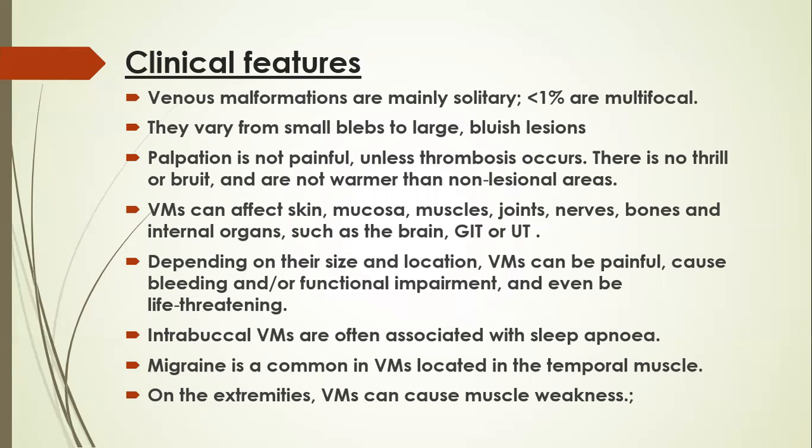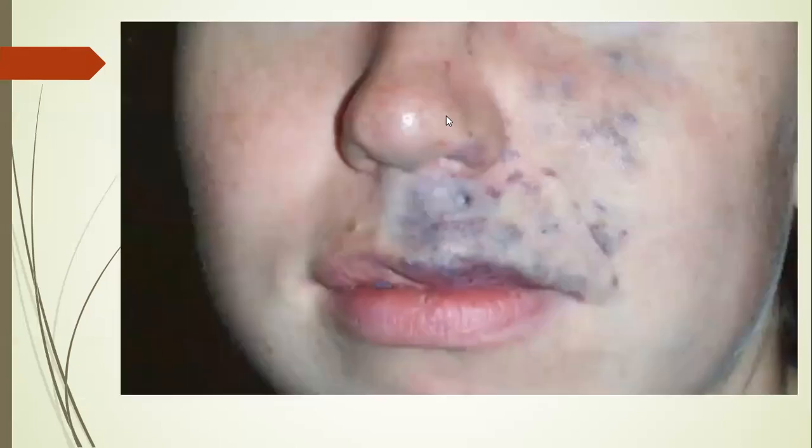Depending on the size and location, the vascular malformation can be painful, cause bleeding and functional impairment, and even be life-threatening. The intrabuccal venous malformations are associated with sleep apnea. Migraine is common if venous malformation is located in the temporalis muscle, and on extremities, these venous malformations can cause muscle weakness. This is a venous malformation which is characterized by irregular masses of bluish violaceous color.